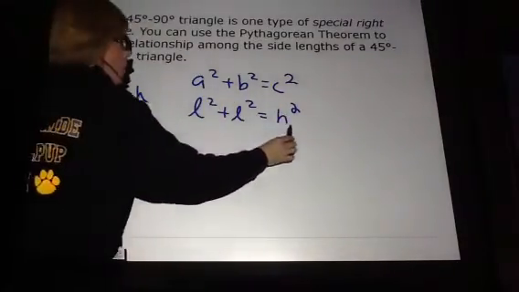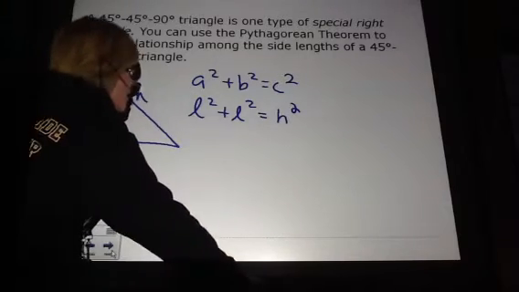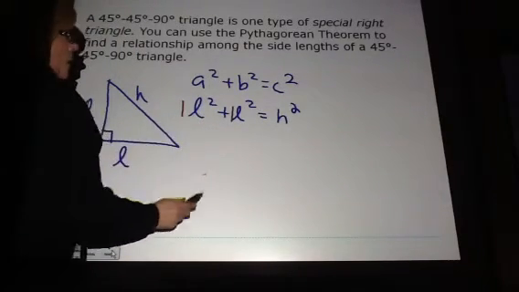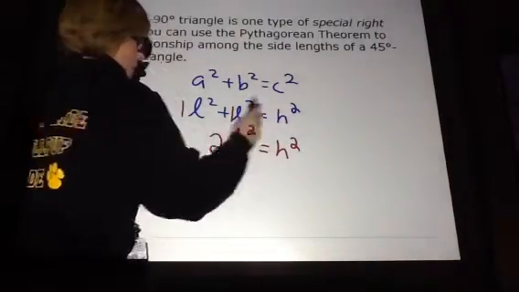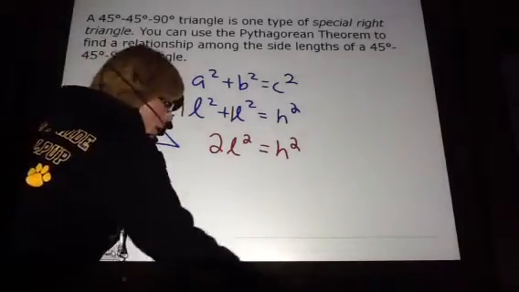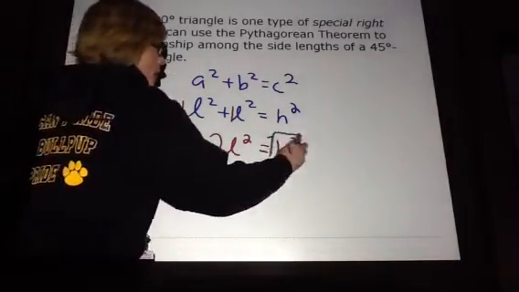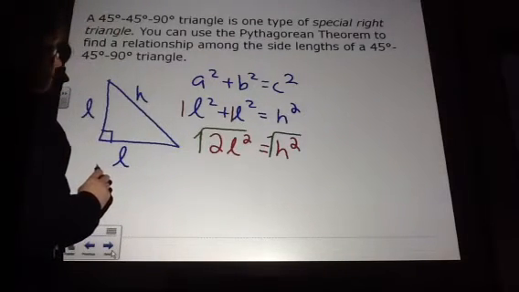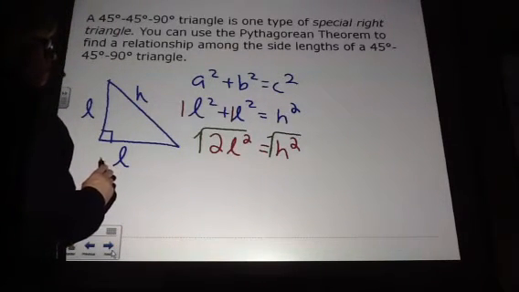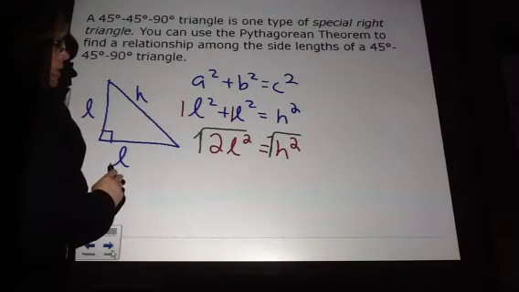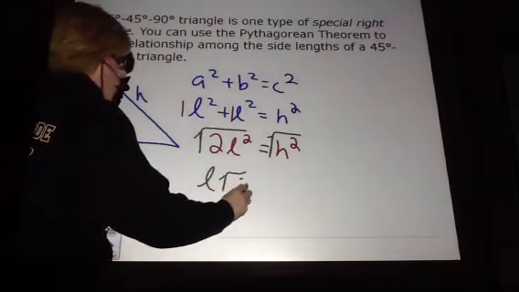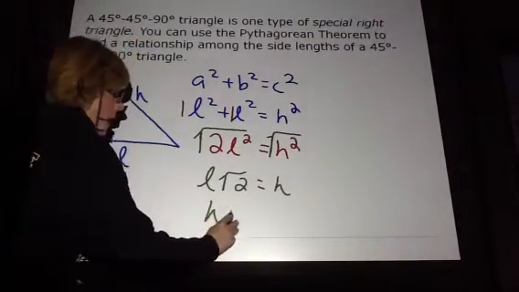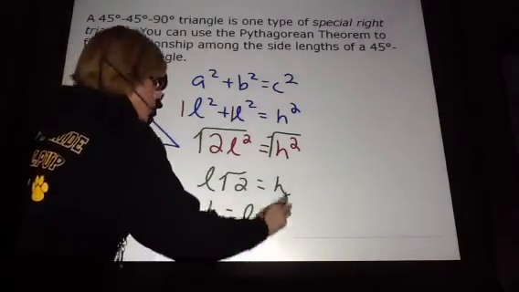Now, this is called a literal equation when you have more than one variable in an equation, but we can still solve it. Let's simplify the left side by combining like terms. We're trying to solve for the hypotenuse, so we need to take the square root. The square root of 2L squared is going to be L radical 2. So H equals L radical 2.